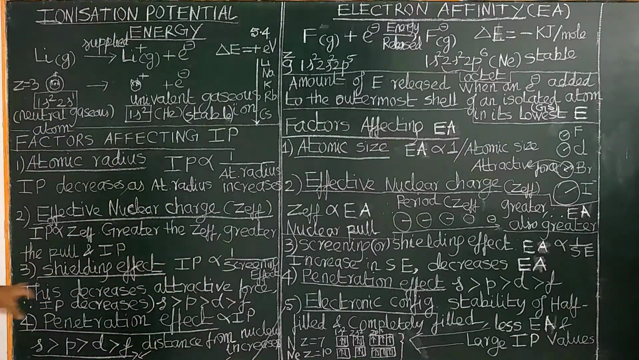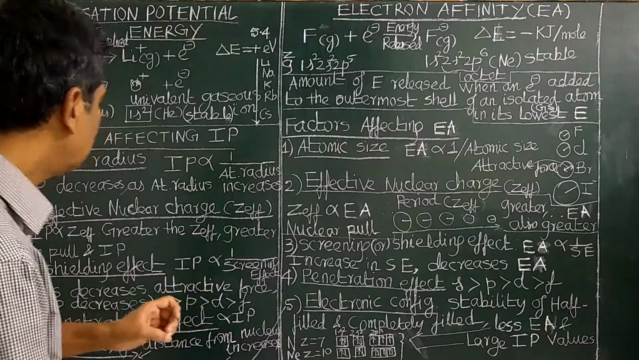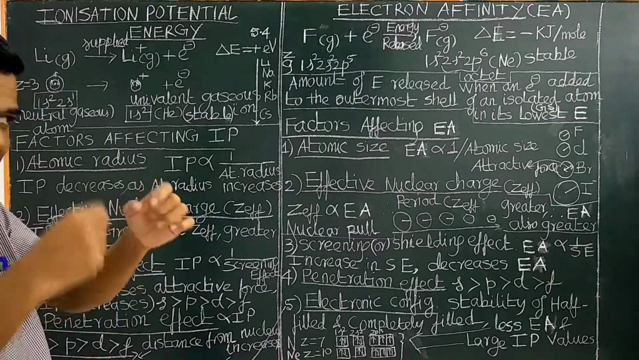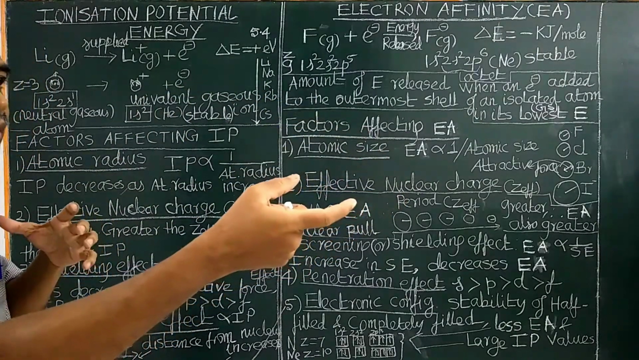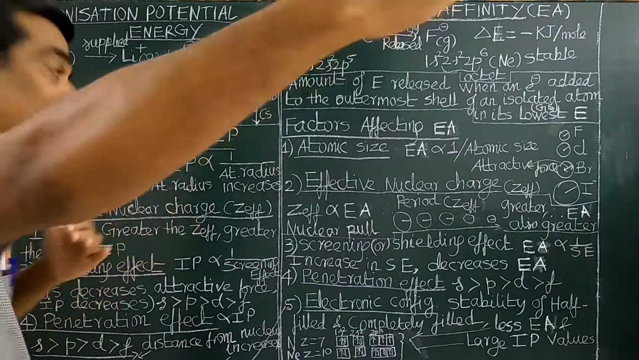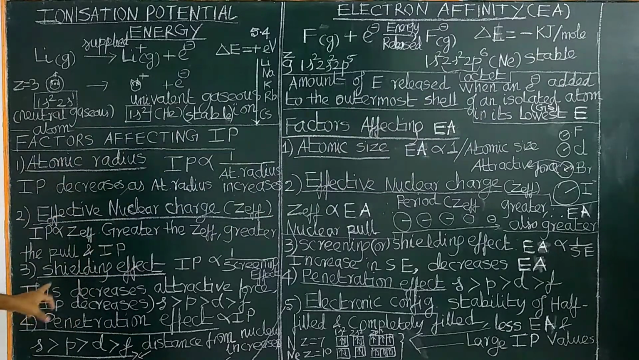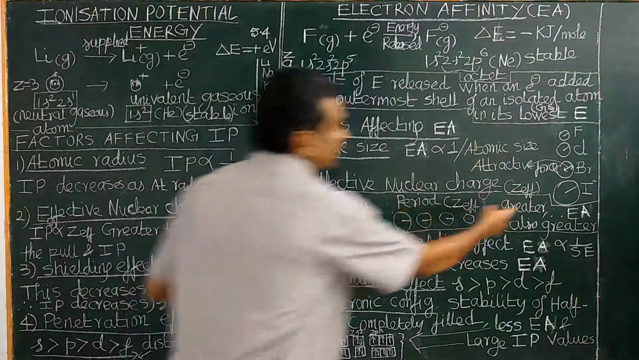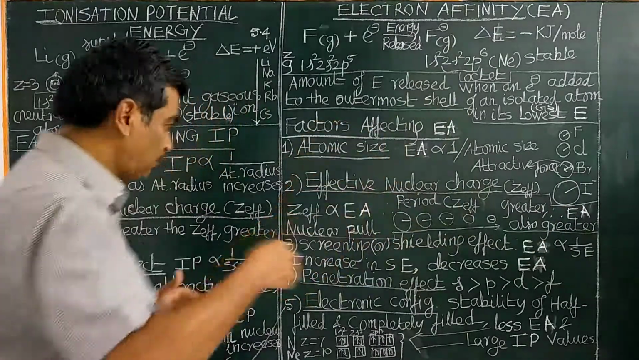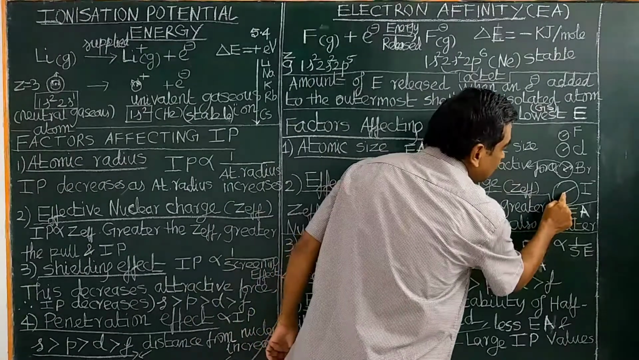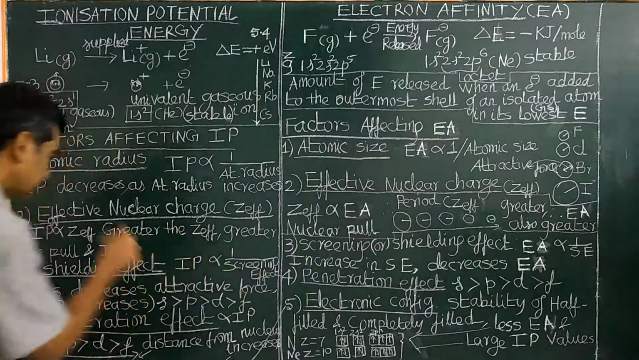Okay, now let us see the third factor, screening effect or shielding effect. The intervening electrons shield the outermost valence electron. If the shielding effect is great, the valence electron can be easily removed. This shielding effect decreases the attractive force because the intervening electrons screen, decreasing the attractive force between the nucleus and the added electron or the valence electron.